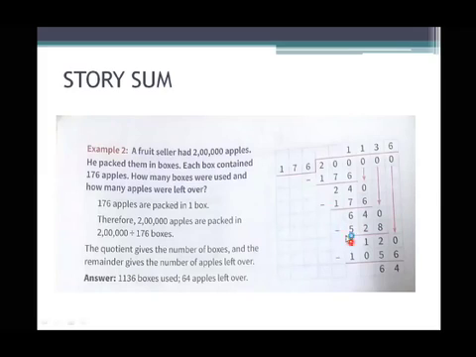Then how many times will it go? 176 threes are 528. Then again 176 sixes. So 64 will be the remainder. So we can pack the 2 lakh apples in 1136 boxes and 64 apples will be left. See the answer: 1136 boxes used and 64 apples left over. So in this way we divide.